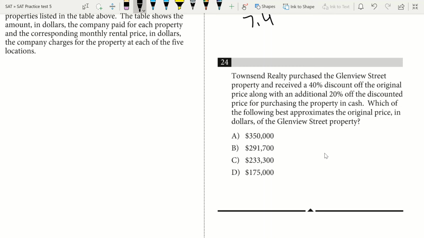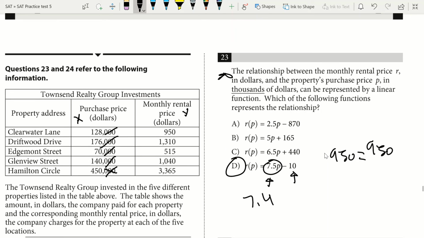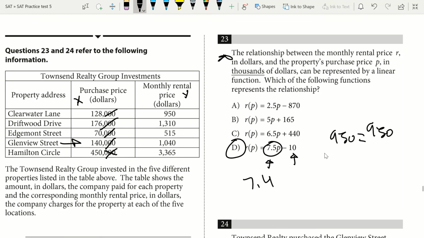an additional 20% off the discounted price for purchasing the property in cash. Which of the following best approximates the original price in dollars of the Glenview Street property? All right, well, we know our original price times 0.6, right, because we got 40% discount off the original price. That's going to give us our discount price, which then received 20% off of that. 20% off of that means we're going to multiply by 0.8 to give us our purchase price, which we are told in that graph, Glenview Street, our purchase price was $140,000.